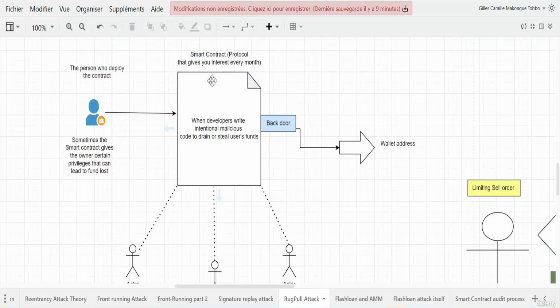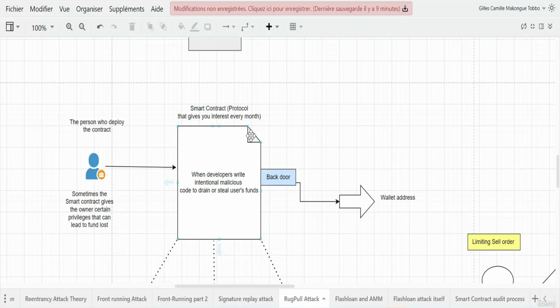And if auditors spot it, they are going to ask the project owner that, yeah, there's something wrong. Why are these privileges too high for this address? It means that it can result in fund loss. So this is what we call a hard rug pull.